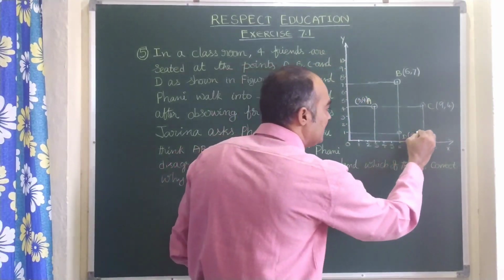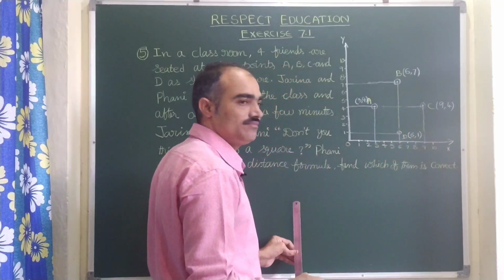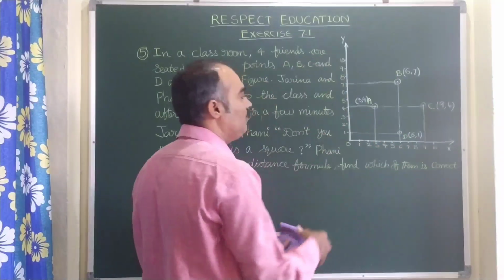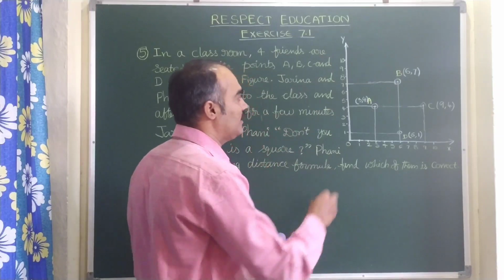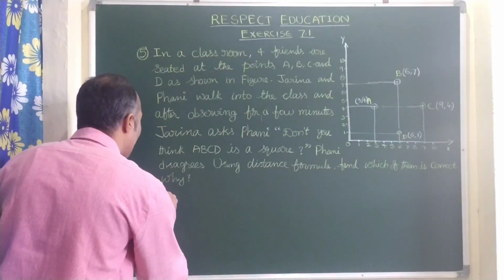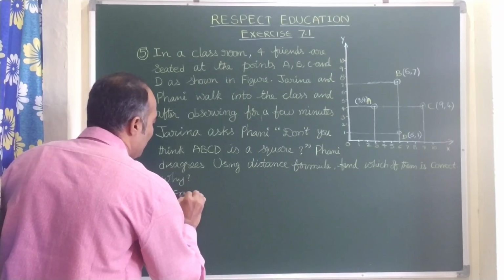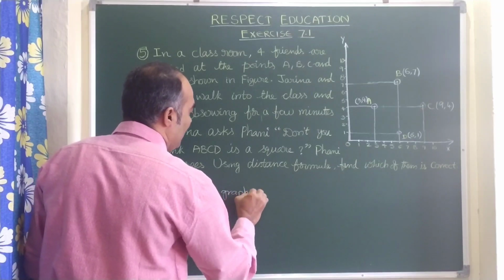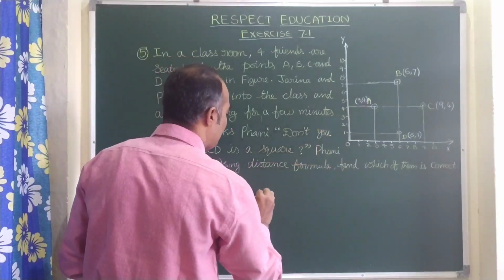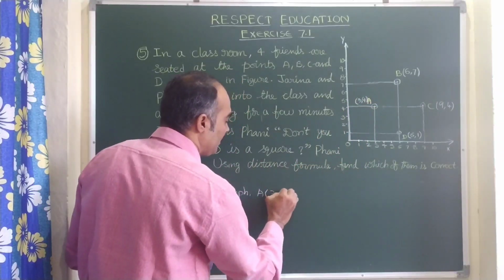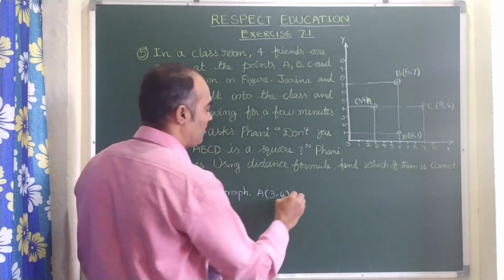So here D is 6 comma 1. Now I would like to write all these values in a proper order. So first let us write from the graph, let us note down the values. First, A is 3 comma 4.